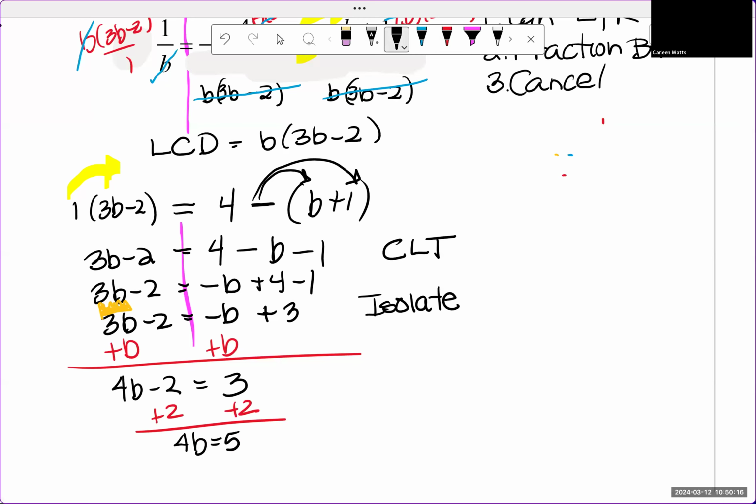4b is equal to 5, and divide by 4. B is equal to 5/4.